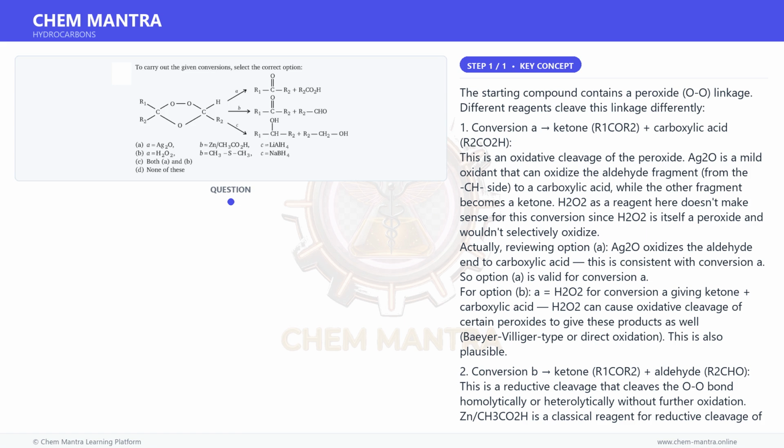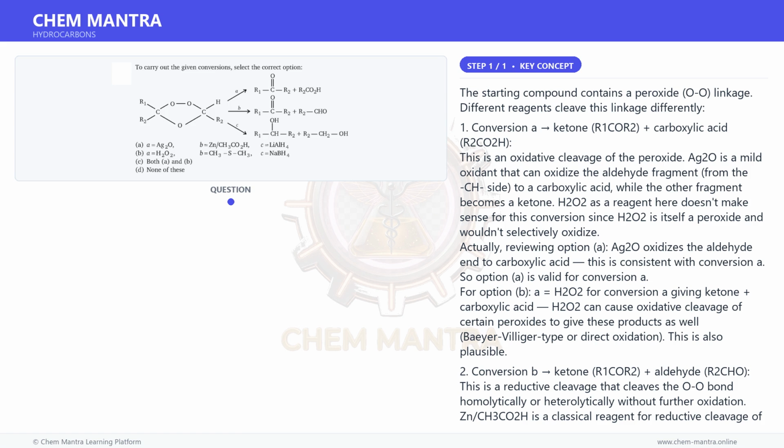2. Conversion B: ketone R1COR2 plus aldehyde R2CHO. This is a reductive cleavage that cleaves the O–O bond homolytically or heterolytically without further oxidation. Zn/CH3CO2H is a classical reagent for reductive cleavage of peroxide O–O bonds, giving the carbonyl compounds directly, ketone and aldehyde.